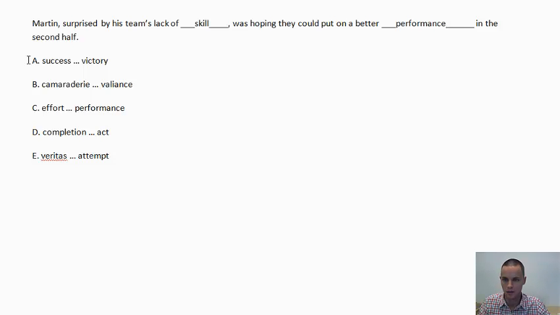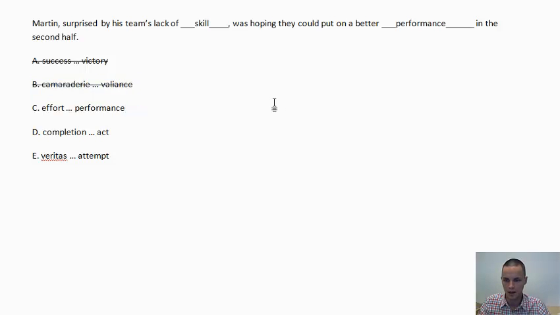So we've got success and victory. Success and skill don't really mean the same thing, and we wouldn't want to say that we have a lack of success and so we're disappointed. And so we're actually going to eliminate A. Camaraderie. So camaraderie could work possibly because we would hope that our team would have camaraderie. But valiance is not going to work. That does not mean anything like what we're looking for.